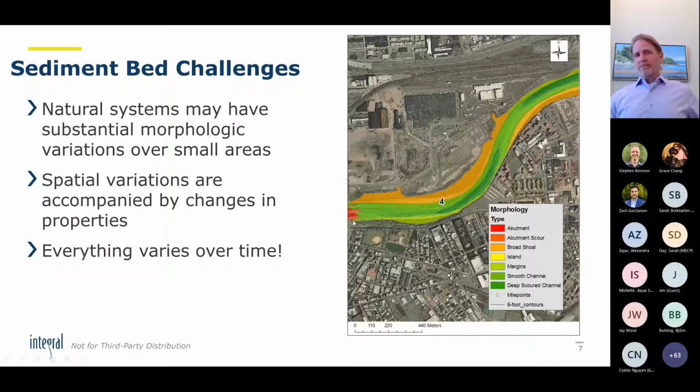And then we have anthropogenic features like bridge abutments, where there may be scour around these abutments that are maintained due to the flow past these abutments. But all of these are essentially different sedimentary environments that we need to look at. And they also change over time.